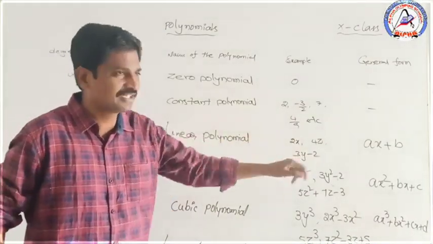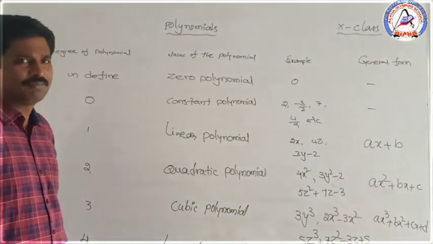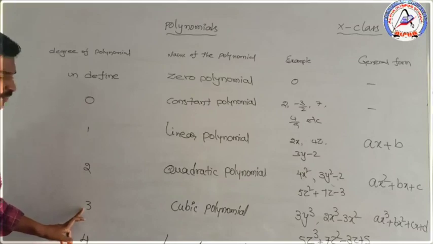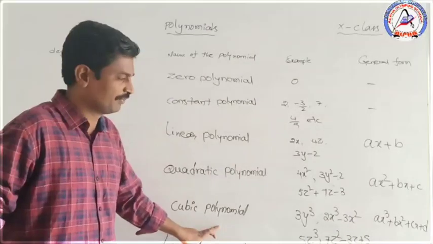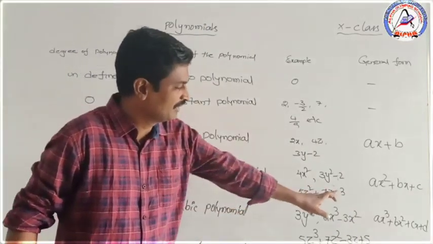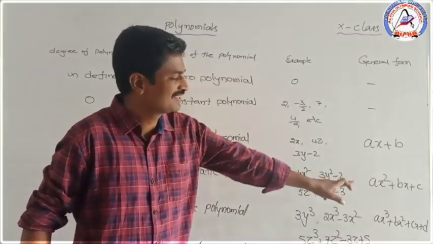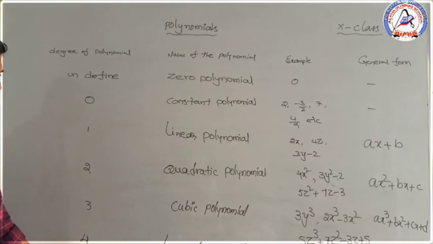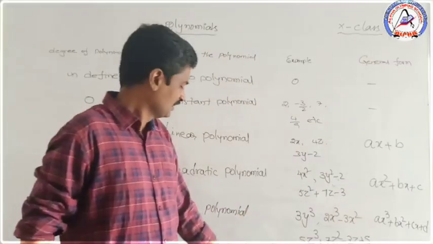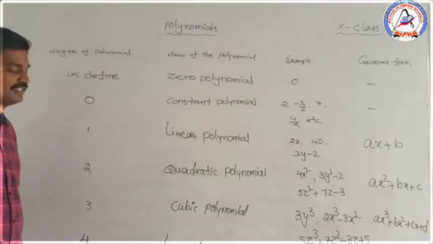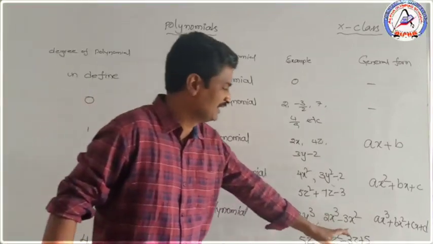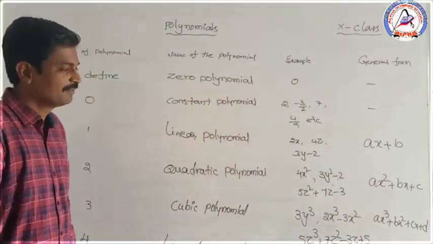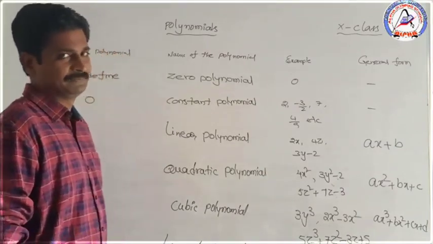The general form of a quadratic polynomial is ax square plus bx plus c. If the degree is 3, then it is called a cubic polynomial. The general form of a cubic polynomial is ax cubed plus bx squared plus cx plus d. If the degree is 4, then it is called a biquadratic polynomial. The general form of a biquadratic polynomial is ax power 4 plus bx cubed plus cx squared plus dx plus e.